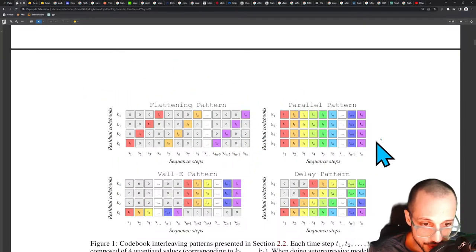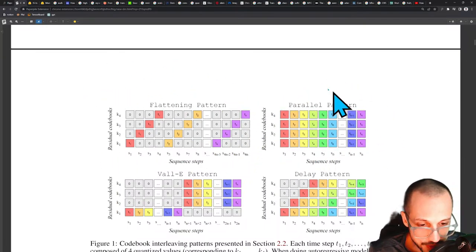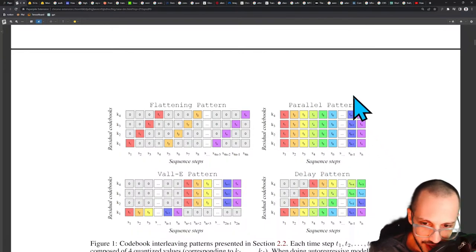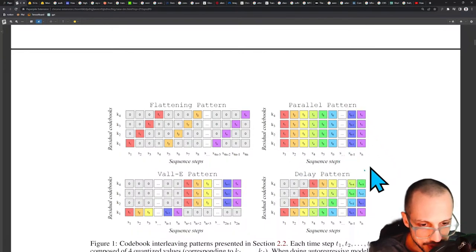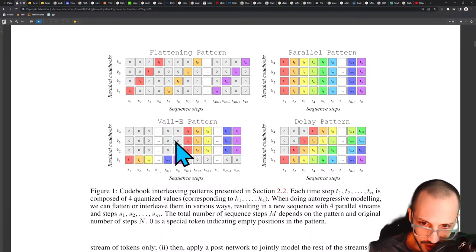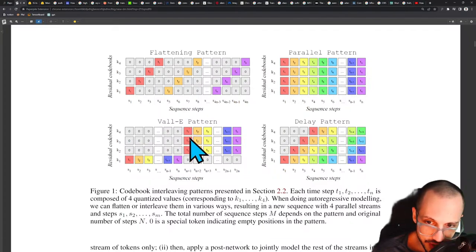Ideally, this is what you would do if you just wanted to be as fast as possible. So they found a kind of middle ground where they basically do these delays, these shifts, where they shift the top three code books here, because these code books matter less than this first code book.